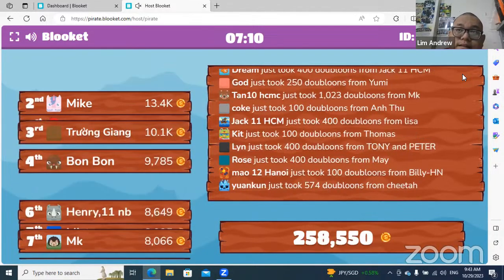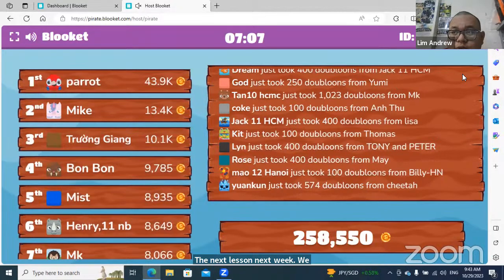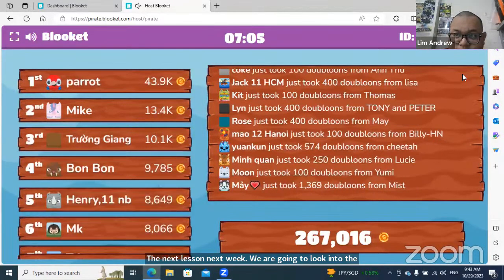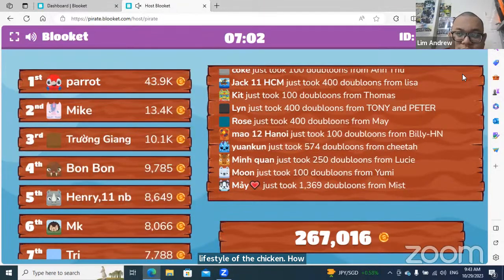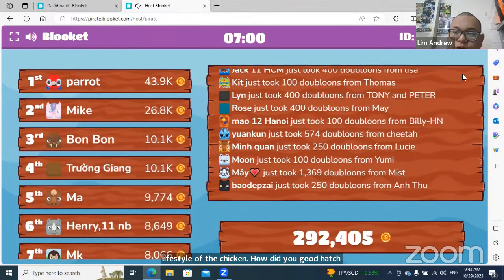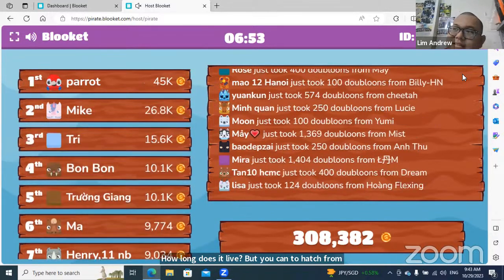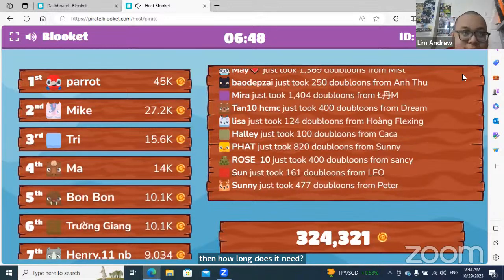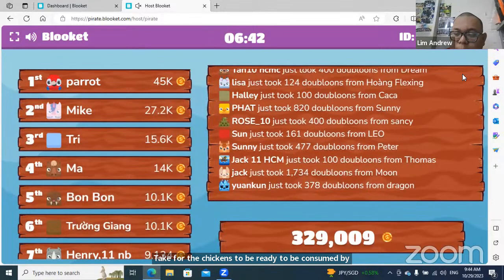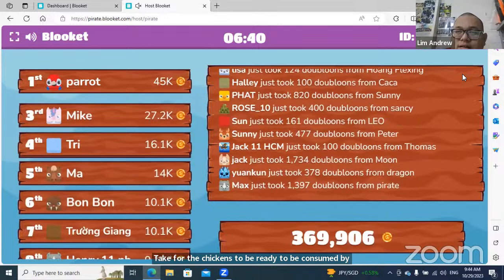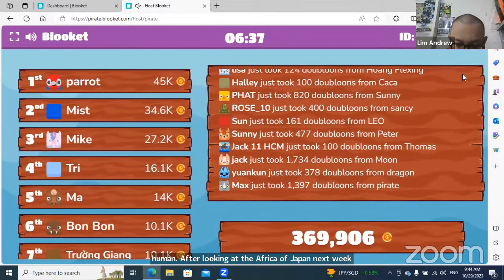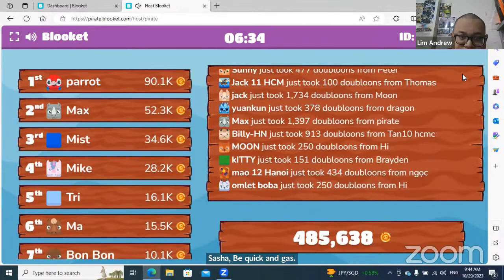The next lesson, next week, we are going to look into the life cycle of the chicken. How the chicken hatches, how long it needs for the chicken to hatch from the egg, and then how long it takes for the chicken to be ready to be consumed by humans. After looking at the life cycle of the chicken next week, we'll look into states of matter such as solid, liquid, and gas. So all this will be happening next week.